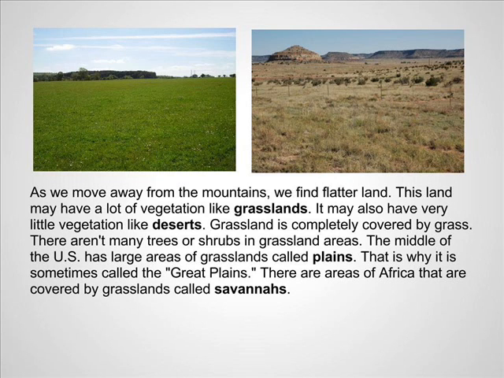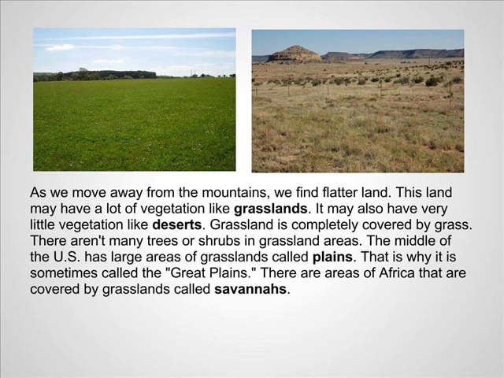As we move away from the mountains, we find flatter land. This land may have a lot of vegetation, like grasslands. It may also have very little vegetation, like deserts. Grassland is completely covered by grass. There aren't many trees or shrubs in grassland areas.